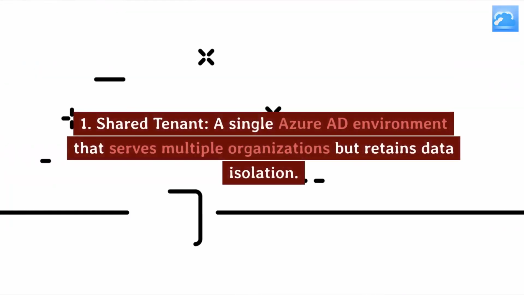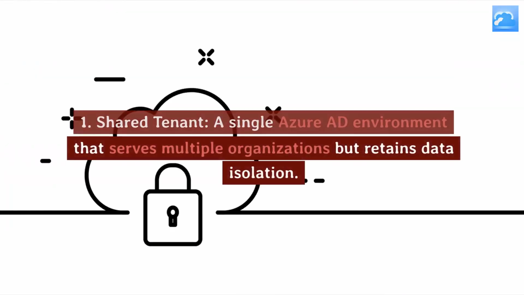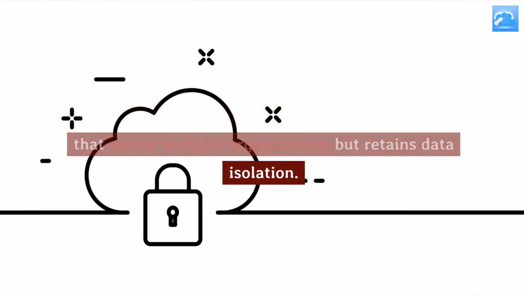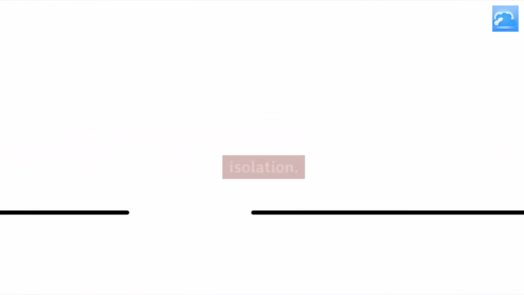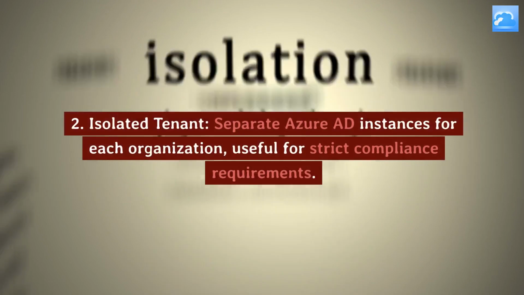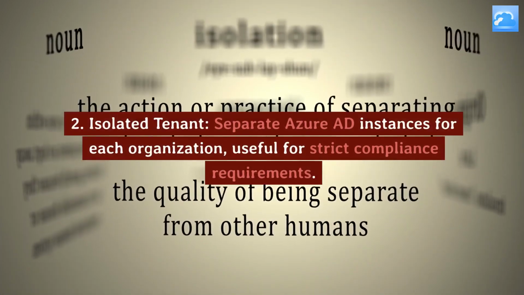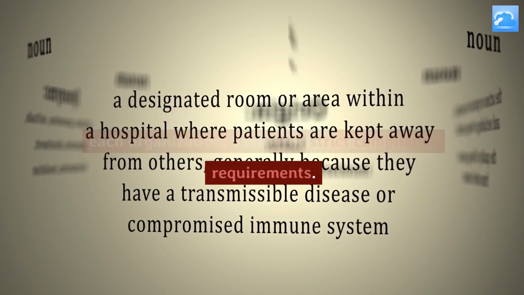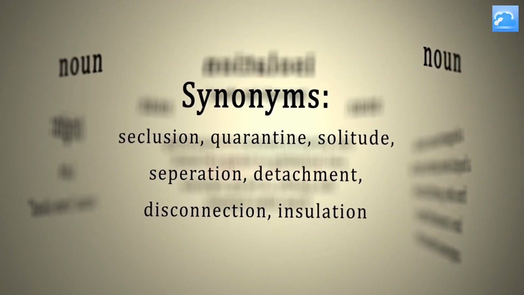Types. 1. Shared tenant, a single Azure AD environment that serves multiple organizations but retains data isolation. 2. Isolated tenant, separate Azure AD instances for each organization, useful for strict compliance requirements.